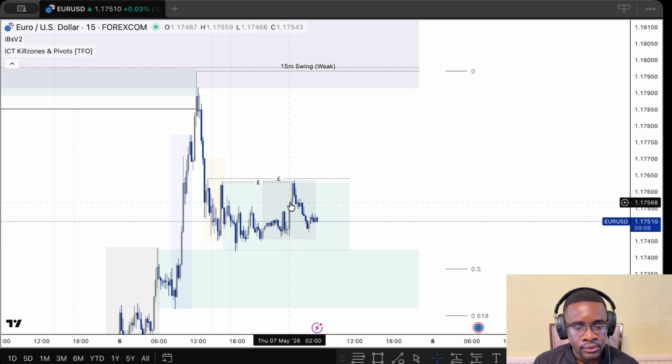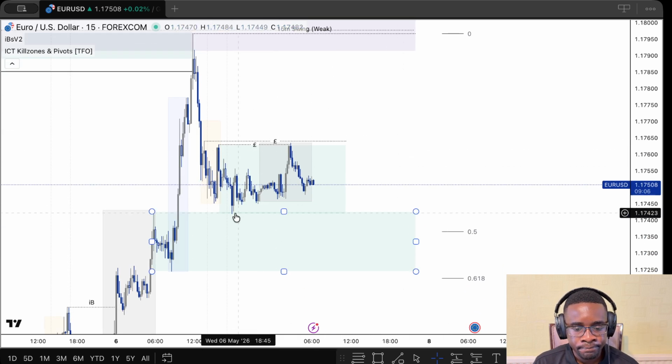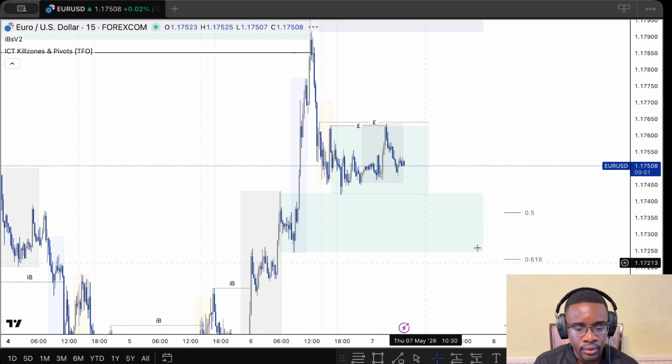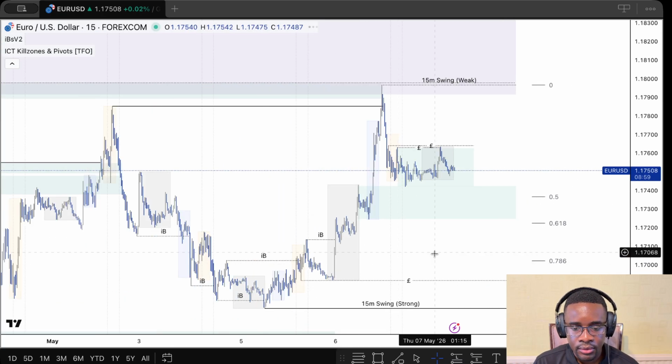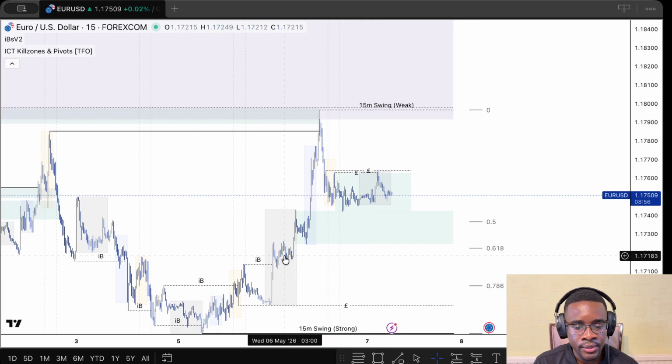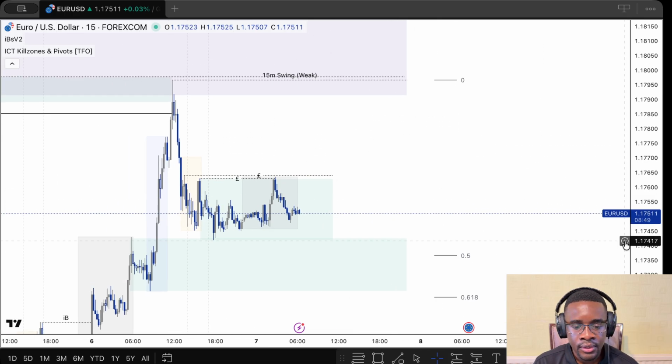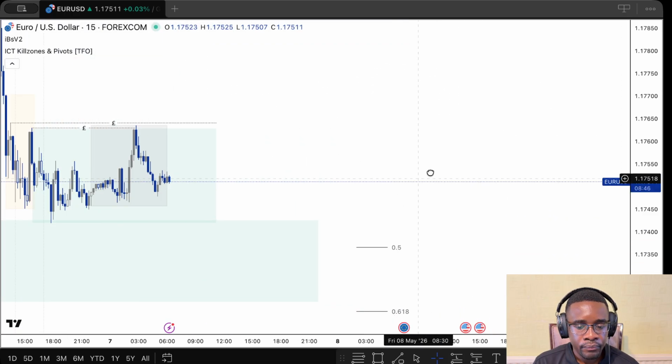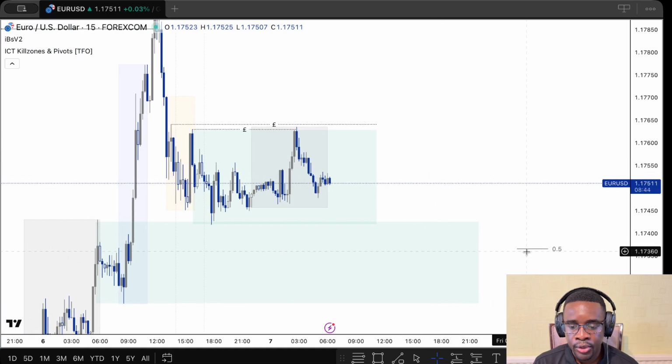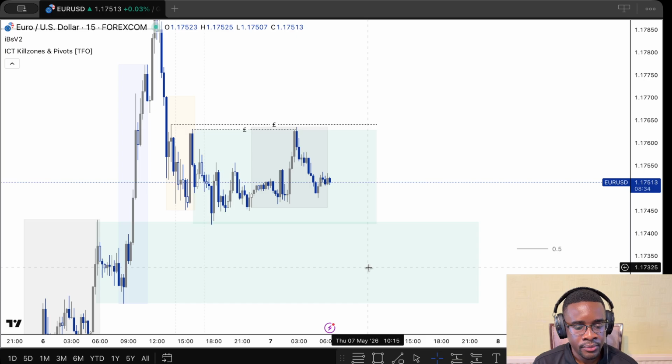So in terms of sales, to be fair, sales is counter swing, counter internal, so there's nothing really in favor of sales. Okay, nothing really in favor of sales. Maybe accept the fact that we haven't quite mitigated the EQ, or come into discount, so this could be a sweep to then push price into discount.